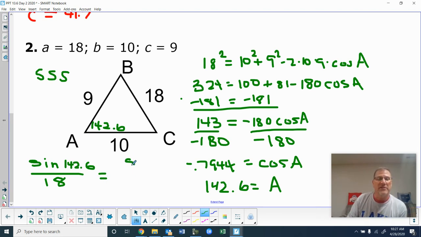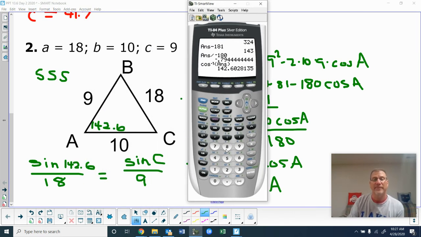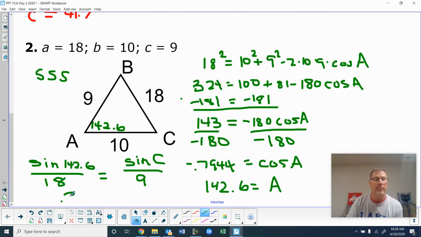And then sine of angle C over 9. So I'm going to cross multiply and divide. 9 times the sine 142.6 divided by 18, and that's 0.3037, when I'm rounding a little bit. And remember, that's the sine of C.